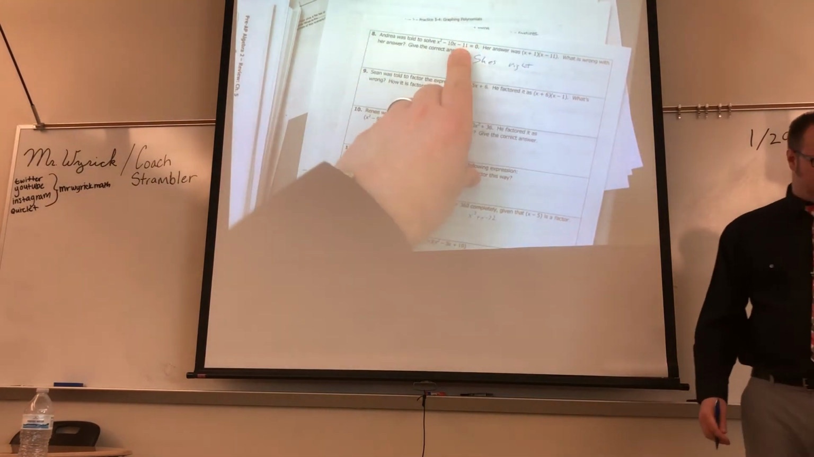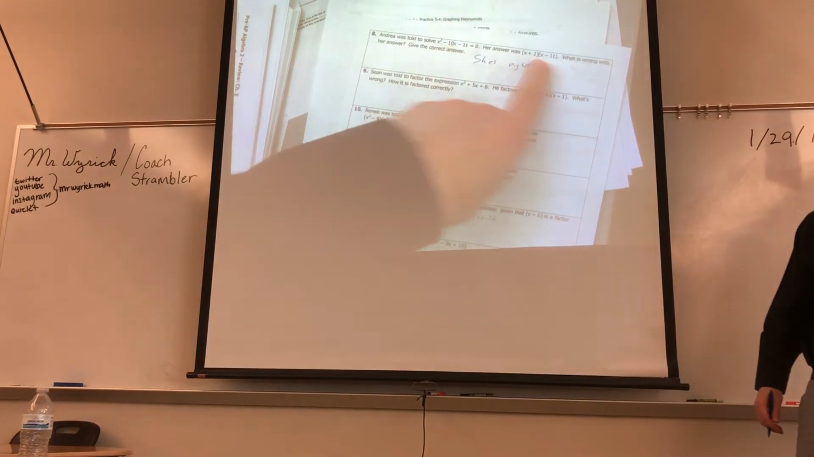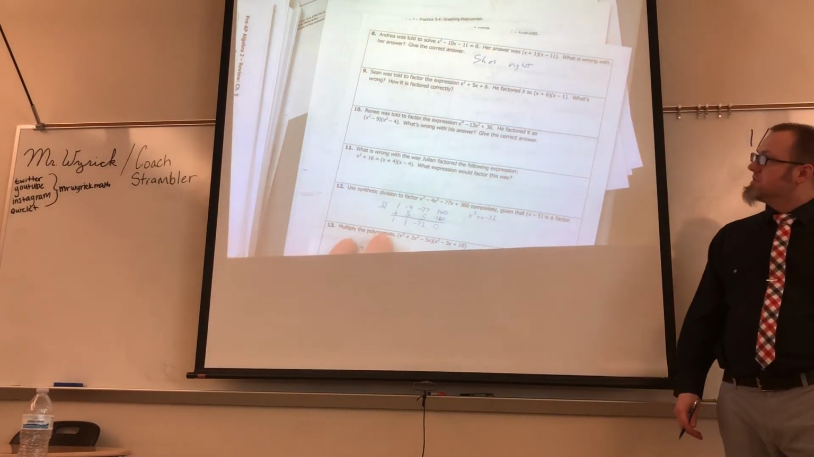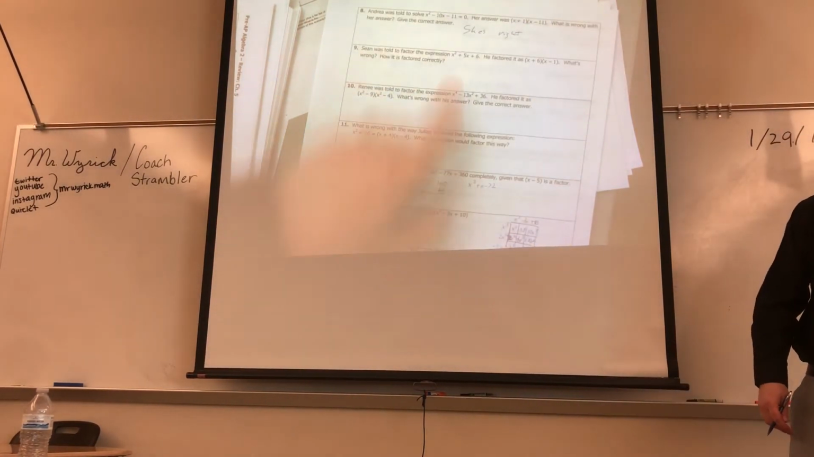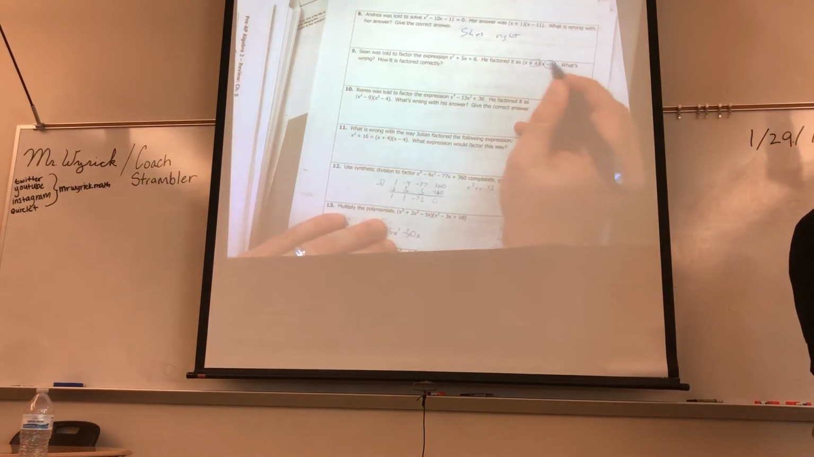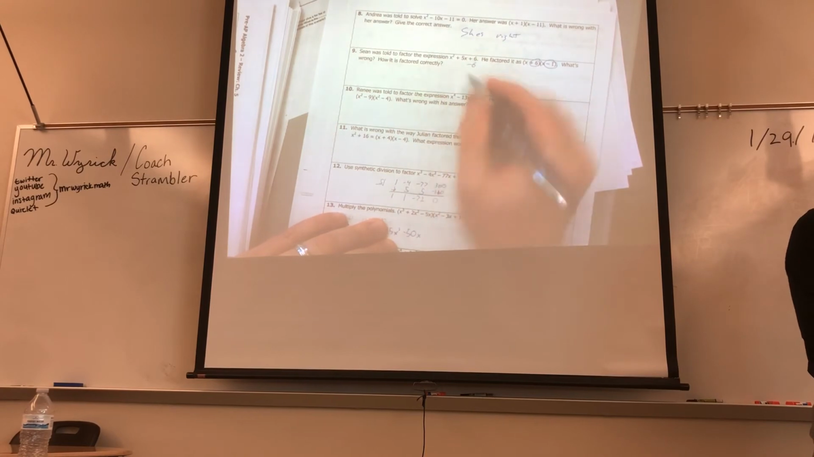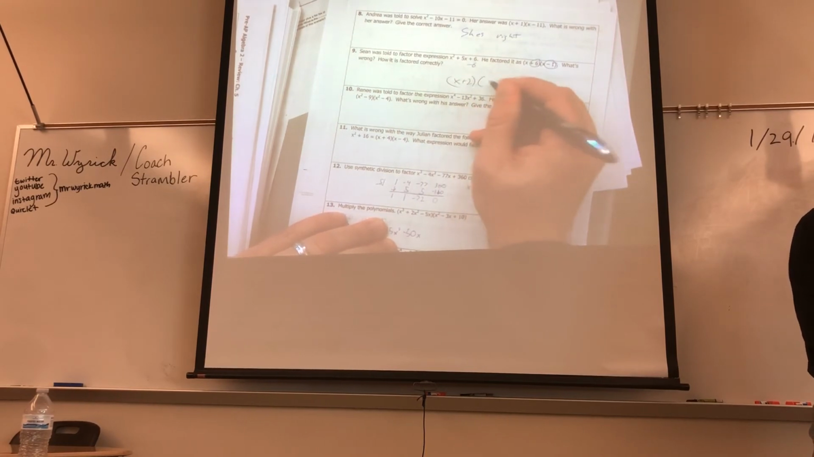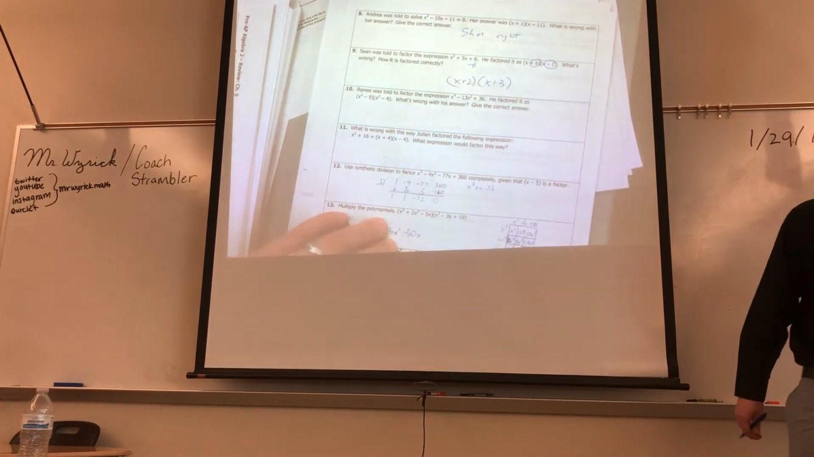Okay, that multiplies together to make negative 11 and adds together to make negative 10. She's solid. She's in the clear. Sean was told to factor the expression this. He's wrong because a positive 6 times a negative 1 would have made a negative 6. This should have been x plus 2 and x plus 3.